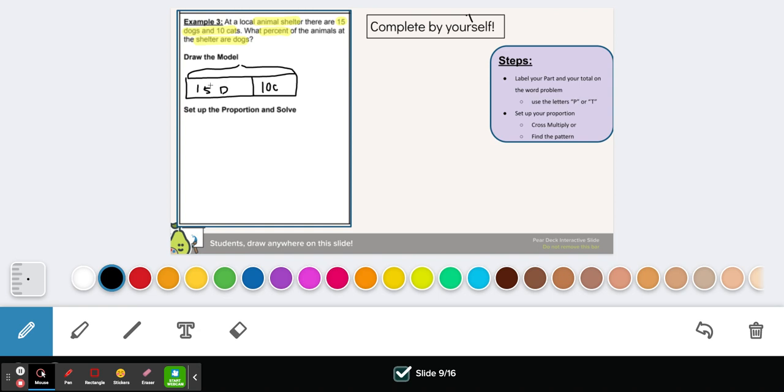But if this is my animal shelter, I want to know how many animals I have in total. So what do I have to do here? I need to add the two numbers together. So I have 15 plus my 10. That should give me 25. So I have 25 animals at the shelter.